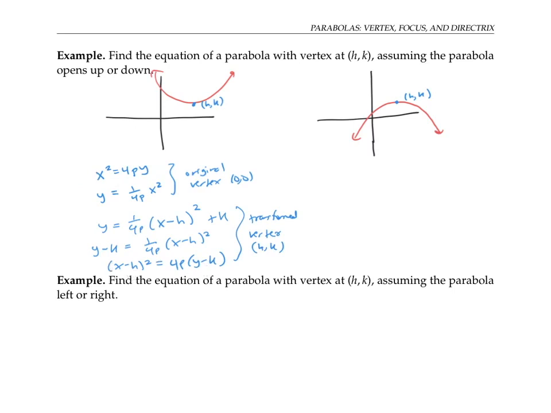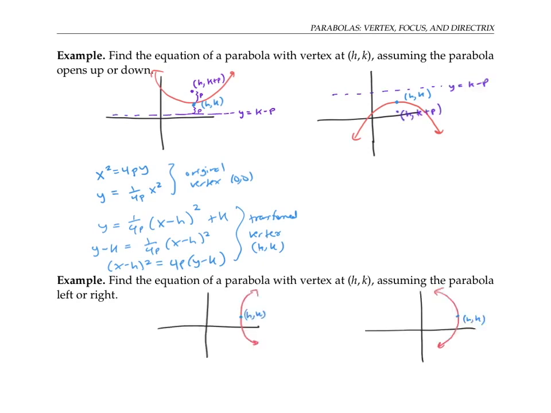This transformed parabola will have its focus a distance of p up from the vertex, so that's going to be the point (h, k plus p). And it's going to have its directrix at a distance p down from the vertex, so that's going to be the line y equals k minus p. Everything's the same for this other parabola pointing downwards. We just have negatives.